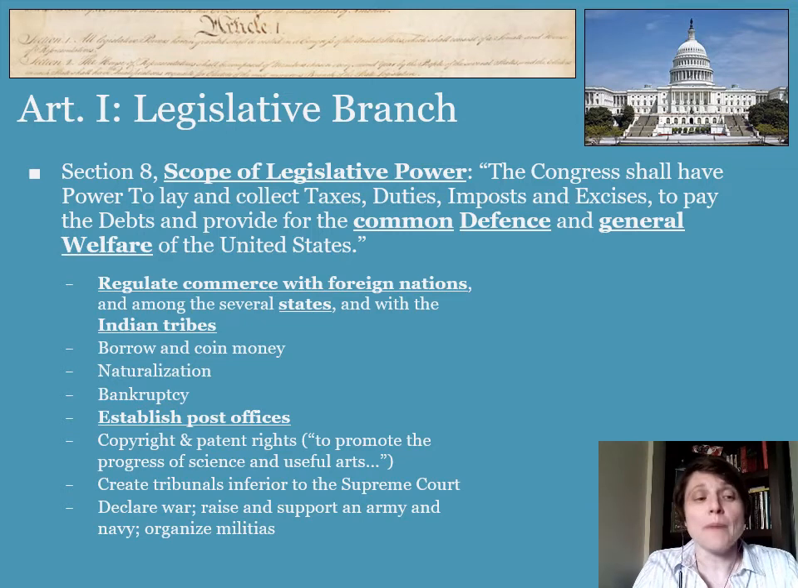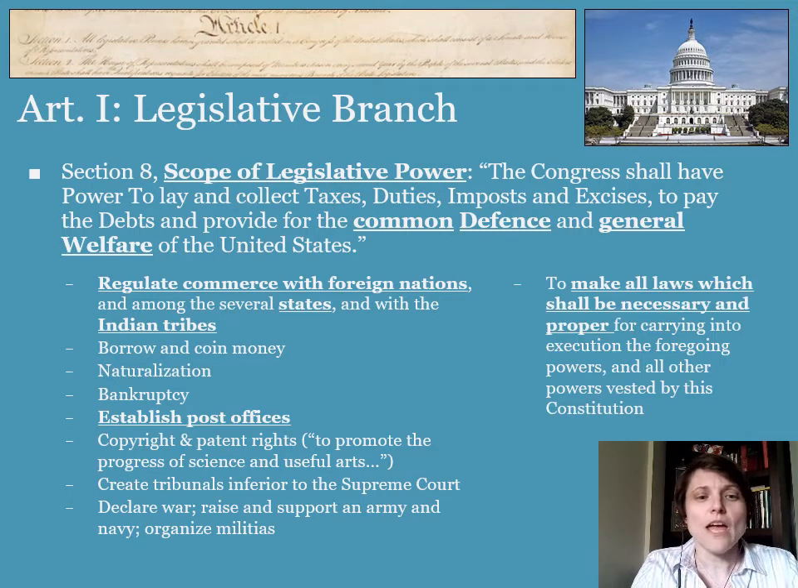There are other powers, including establishing post offices and promoting the sciences and the useful arts. And finally, Section 8 contains what we call the Necessary and Proper Clause. That's the part of the Constitution that authorizes Congress to make whatever laws are necessary and proper for Congress to carry out its various constitutional duties.